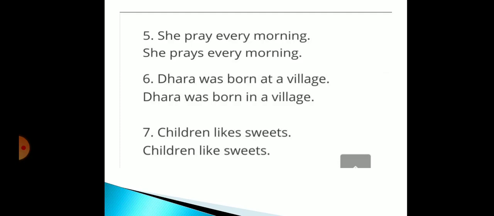Sixth one, Dara was born at a village. Correct one is, Dara was born in a village. Seventh one, children likes sweets. There is a plural form of the subject. The verb should be in plural form only. That means the s suffix will not come in that word. Children like sweets is the correct sentence.